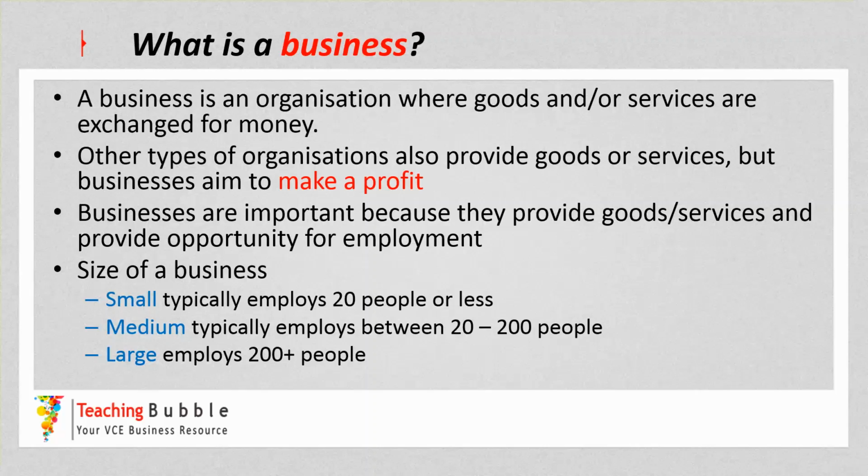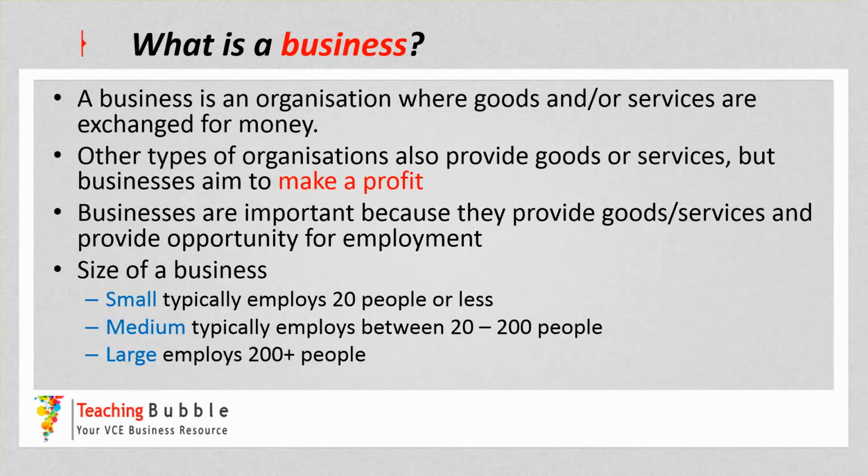It's important to note that other organisations also provide goods and services, such as a government department, but a business aims to make a profit. It's really that exchange of goods and services for money with the aim to make a profit. What they do with that profit will vary, and we'll get into that later on with the different types of businesses. But just understand for now that what distinguishes businesses from other organisations is that they try to provide goods and services in exchange for money.